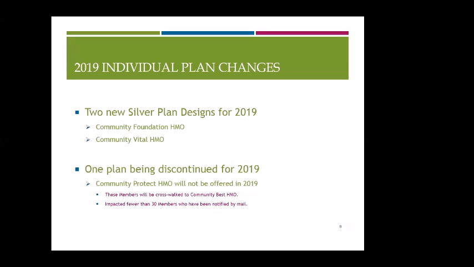That is the Community Protect HMO. The members who were enrolled in Community Protect will be crosswalked into the comparable plan, which is the Community Best HMO. This impacted fewer than 30 members, and those folks have been notified by mail.